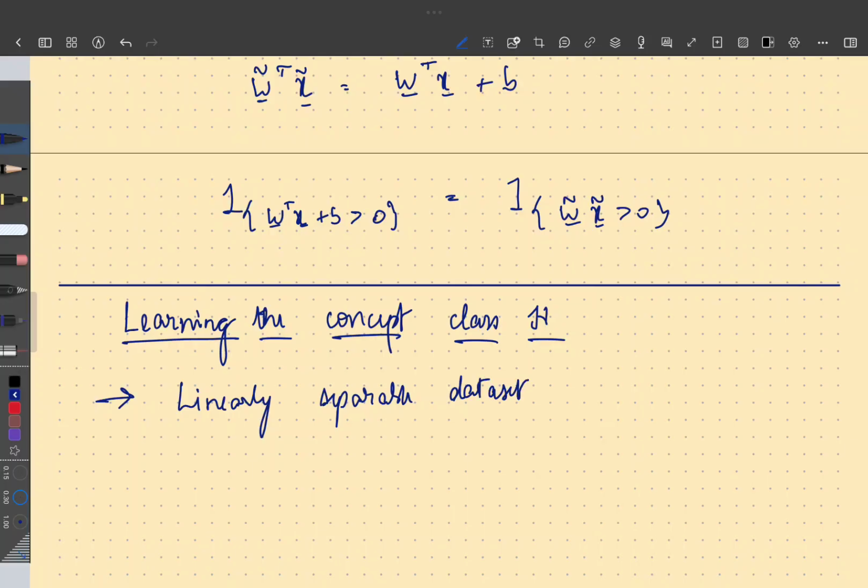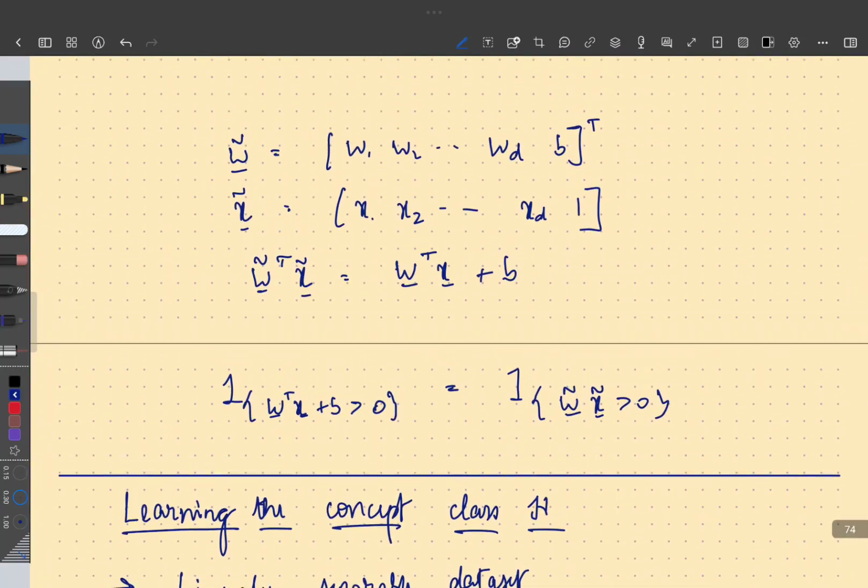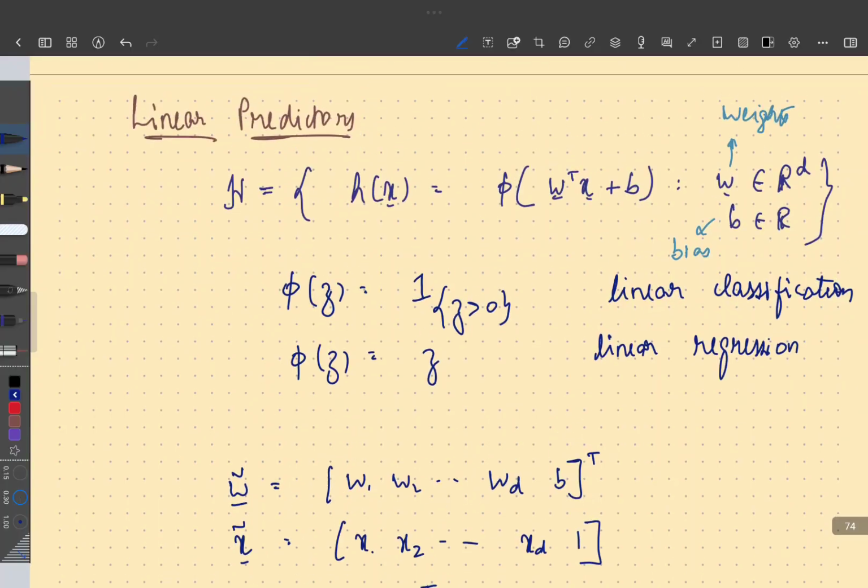It means that there is some hyperplane that splits the points labeled 0 and the points labeled 1. Because ultimately, what does a linear predictor do? A linear predictor is essentially just a hyperplane, which separates the points: all points on one side of the hyperplane are labeled 0, and on the other side of the hyperplane are labeled 1.